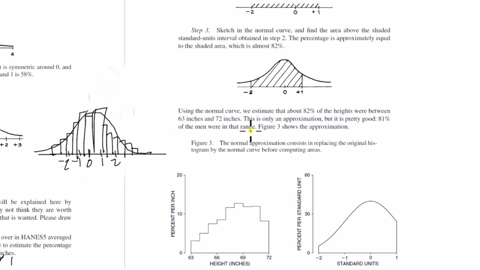81% of the men were in that range. Okay, so we have the actual histogram, and here's the normal curve, and the actual histogram, it was 81%. It was actually 81%, and we got 82%. So, it's a good approximation, right?